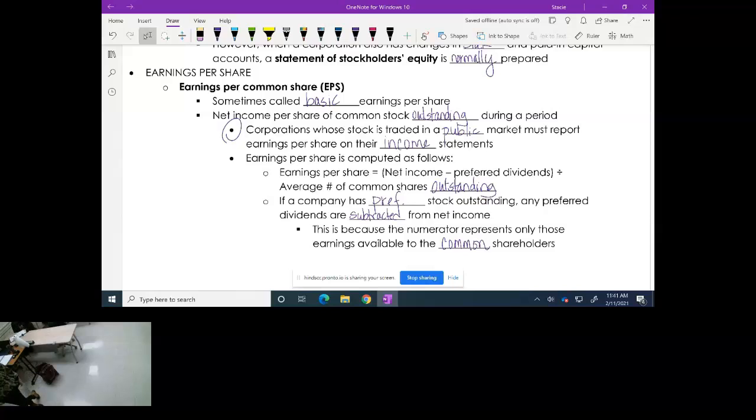All right, so sometimes this is called basic earnings per share. It's calculated on common stock. We don't throw preferred in there. And it has to be reported on the income statement. All right.